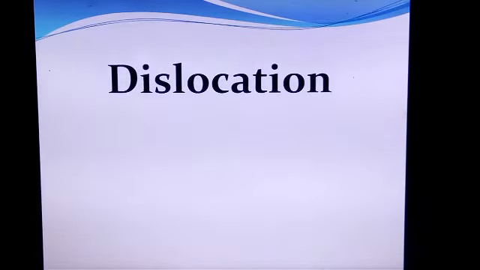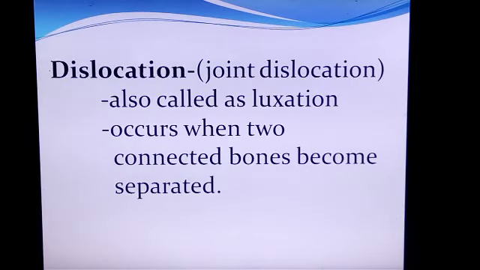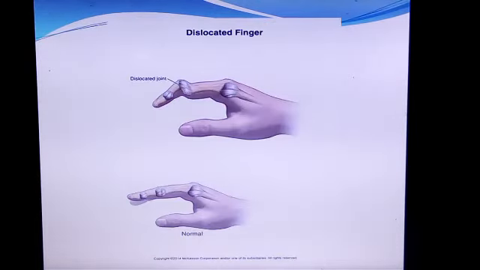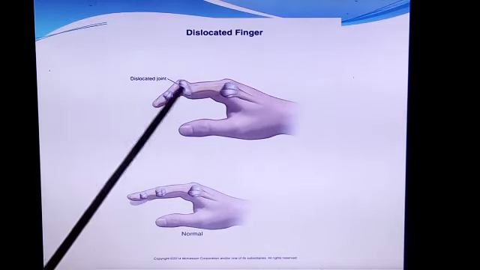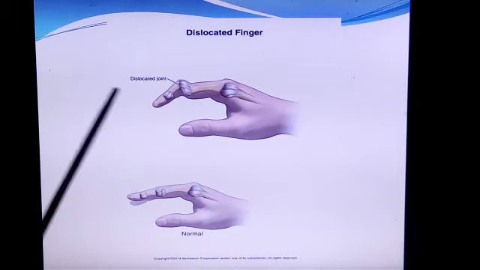Dislocation. Dislocation or joint dislocation is also called luxation. It occurs when two connected bones become separated due to an impact or fall. This is an example of a dislocated finger. So what is the first aid for dislocation?